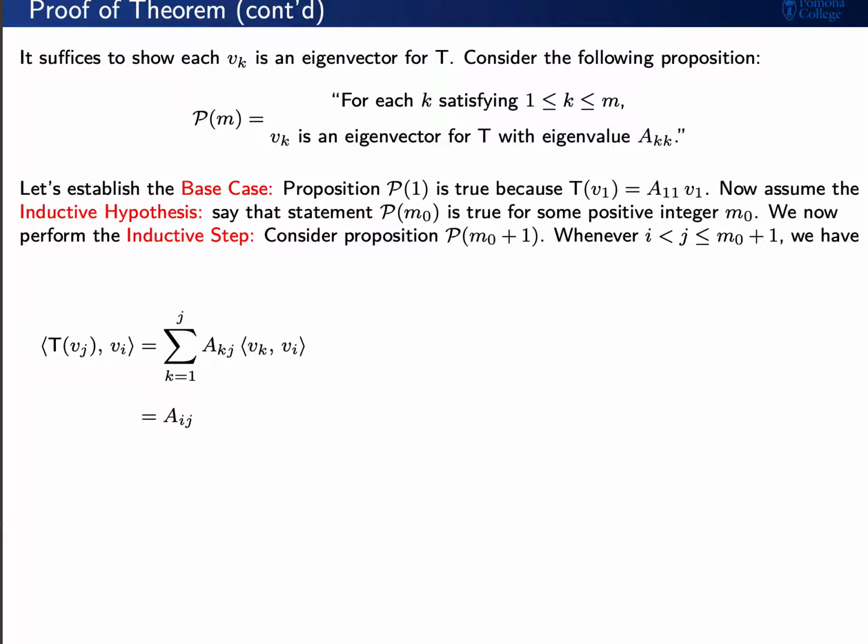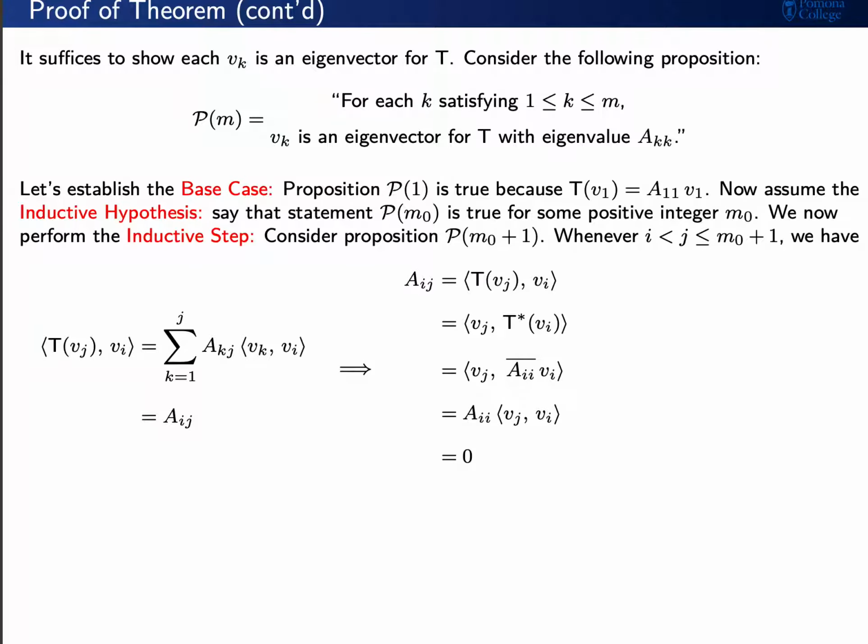First, let's consider the inner product of T(v_j) with v_i. Recall how we've chosen our upper triangular matrix. The T(v_j) we can write as a sum, k goes from 1 to n, of a_kj times v_k. But now the inner product of v_k and v_i is 0 unless k equals i because we have an orthonormal basis. So we see that the inner product of T(v_j) with v_i is just the matrix entry a_ij.